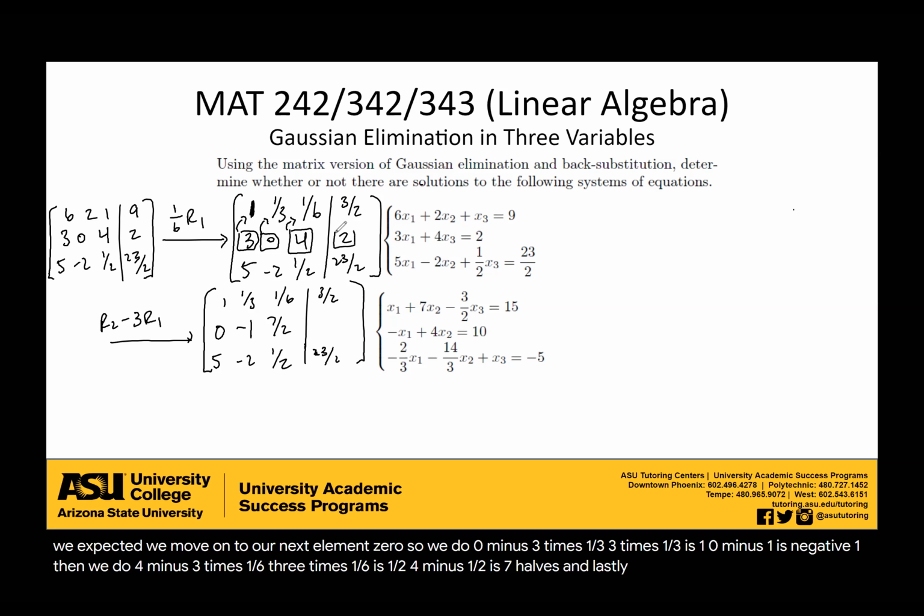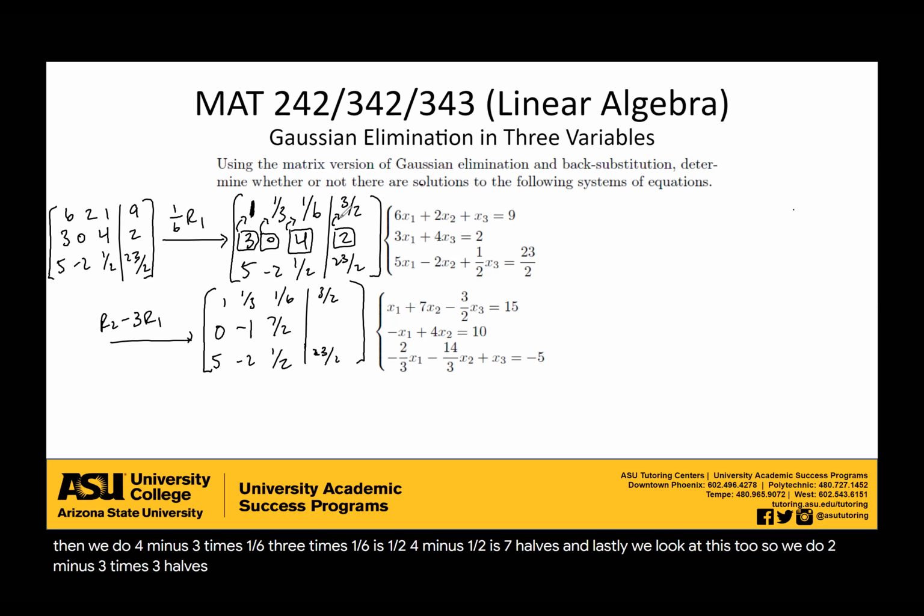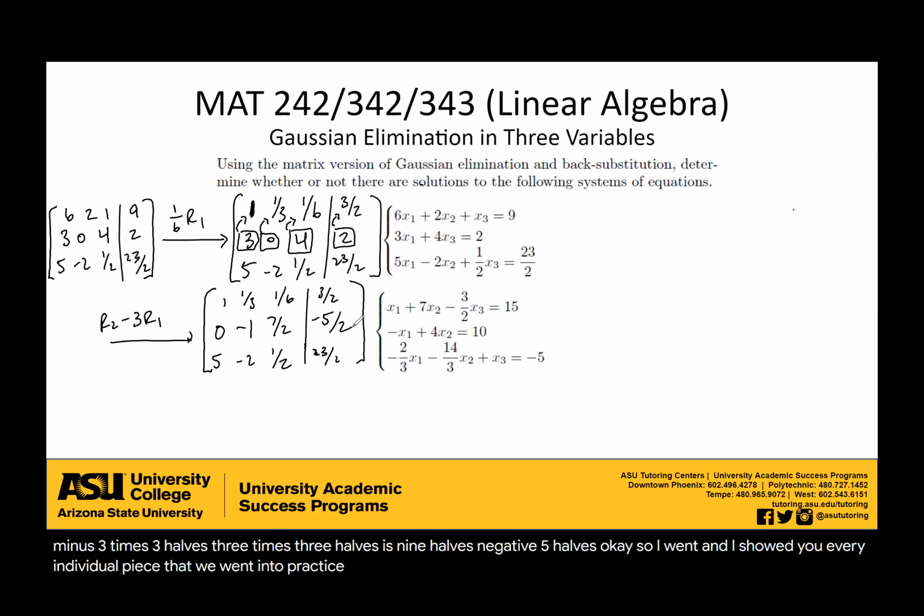And lastly, we look at this 2. So we do 2 minus 3 times 3/2. 3 times 3/2 is 9/2. 2 minus 9/2 is -5/2. Okay, so I went and showed you every individual piece that we subtracted. For future ones, I'll probably go through them a little bit faster.